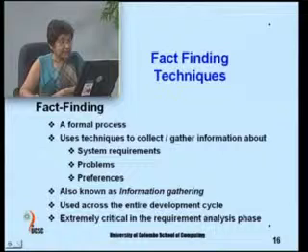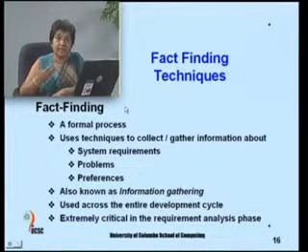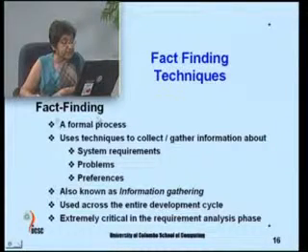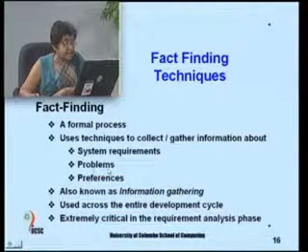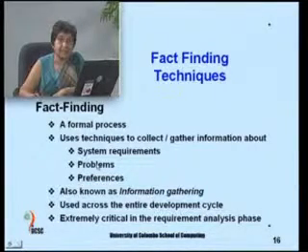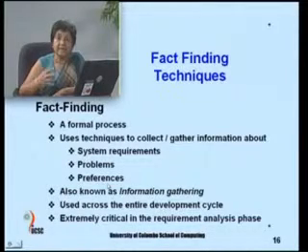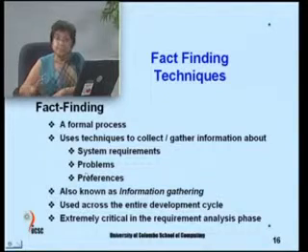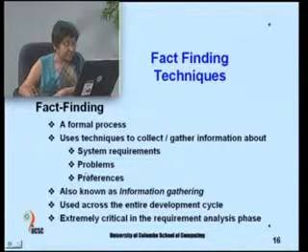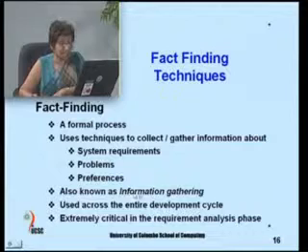Then, what are these fact finding, information gathering or requirement gathering techniques that we use in the systems analysis process? Fact finding is a very formal process that uses techniques to collect or gather information about system requirements, problems and preferences. There are requirements, there are problems that have to be solved, there may be different ways of solving these problems, and then what is the more preferred way of solving the problem? It is also known as information gathering, used across the entire cycle.